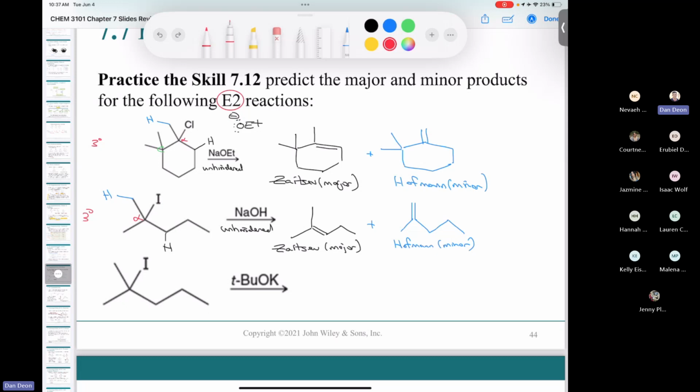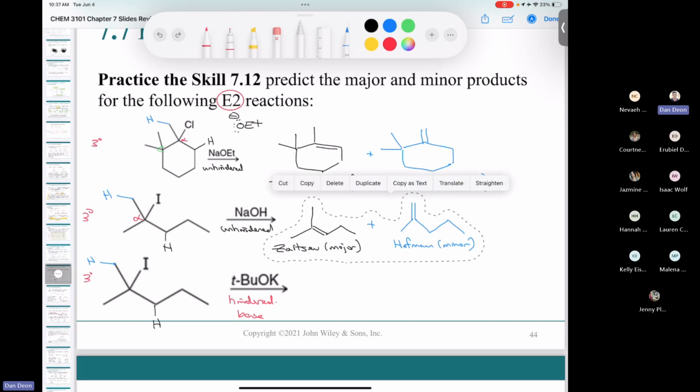In the last one, it's the same substrate again, so it's tertiary. You've got the blue protons and you've got the black protons yet again, but now you have a hindered base, right? T-butoxide is a hindered base, and so in that case, it's going to prefer to give you the Hofmann product. So we're going to get the same products as before. Maybe I'll just circle the whole thing. So you're going to get these same products, so copy and paste those.